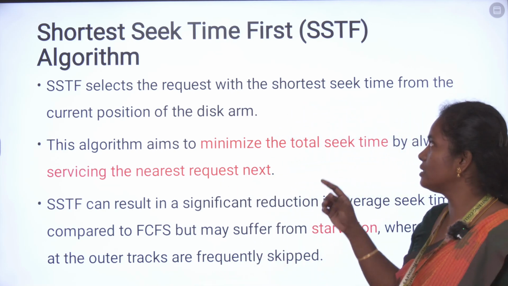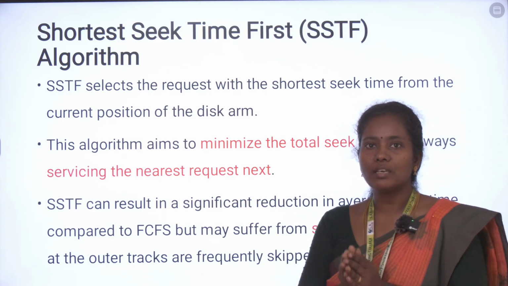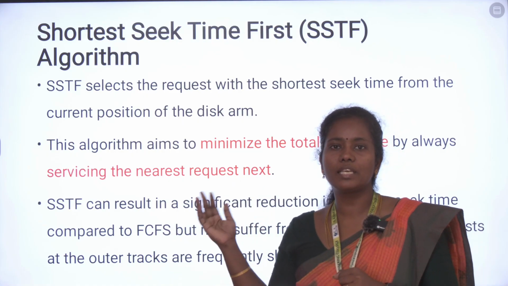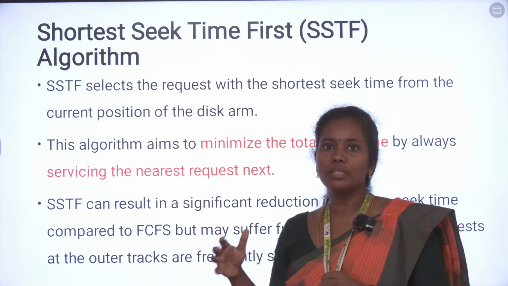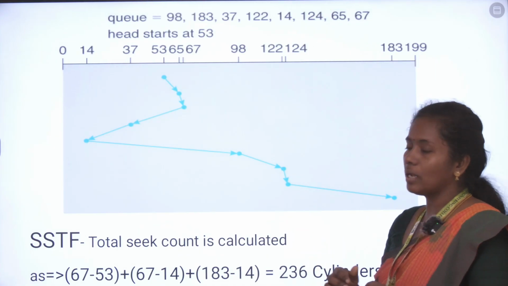The disadvantage of shortest seek time first is starvation. Starvation is when, while it is servicing the nearest requests, the request which is present at a long distance keeps on waiting or blocking. Therefore, starvation will occur.